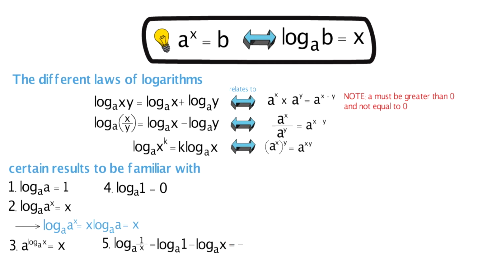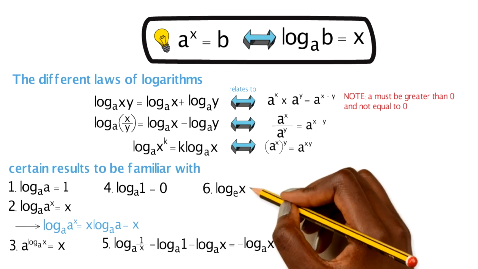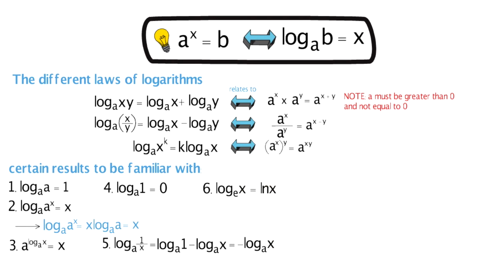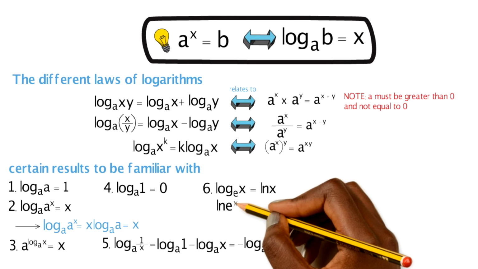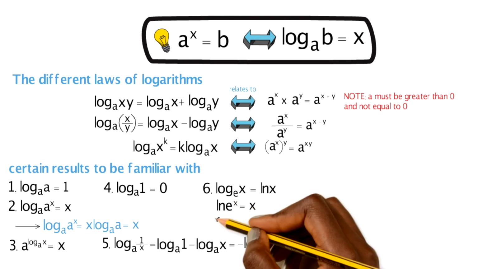And so it's going to leave us with minus log base a x. And the last one, number 6, is all to do with the different logarithms to do with exponentials, but I'm going to do a full video on exponentials if you don't understand it now, so don't worry too much about it. The first one is that if you have log base e x, that is equal to natural log. The second one is that if you have ln e to the power of x, that is the same as saying x.